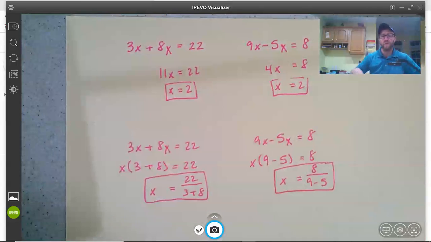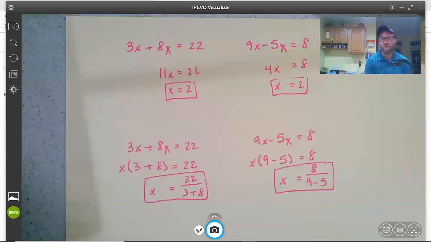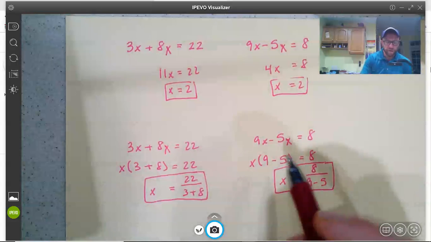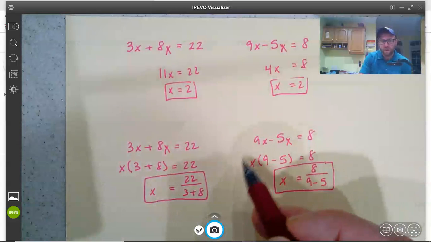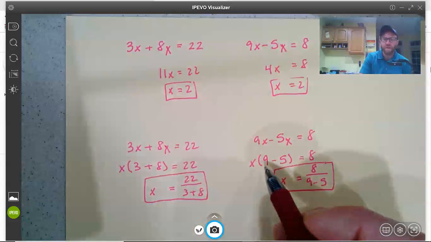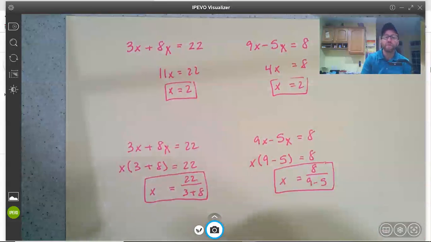But if, for example, instead of 9 and 5 and 8, we had variables, or some unknowns, and we couldn't actually add them together or subtract them, one from the other, we could still solve the equation for x, except instead of actual numbers over here, we'd have some unknowns or variables. So again, the process here is a kind of reverse distributive property. We're going to pull the x out, and then we're left with here the 9 minus 5 and here the 3 plus 8. And then we divide by that amount.